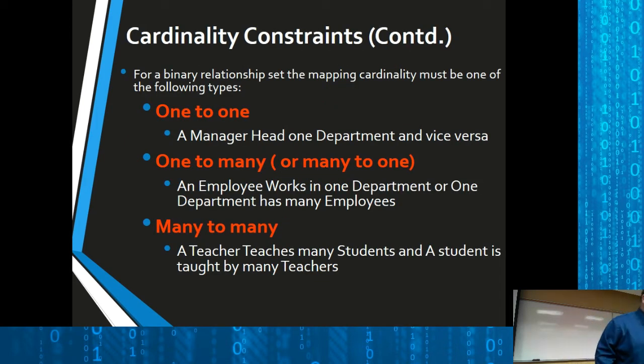Okay. I'm going to have a little picture on the screen in a minute. But this is review from last week with different words. For binary relationships, that means two objects. You have a one-to-one, so a manager heads one department at a time. A department should have one manager, theoretically. One-to-many, an employee works in one department, or a department has more than one employee.